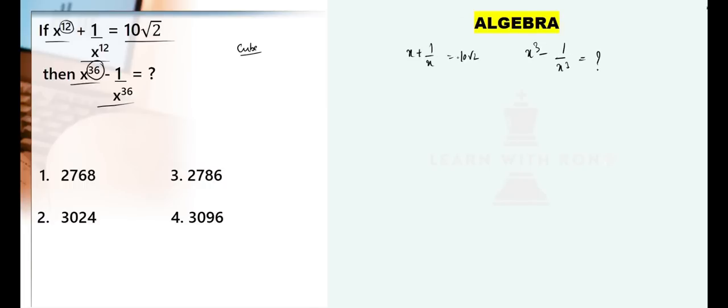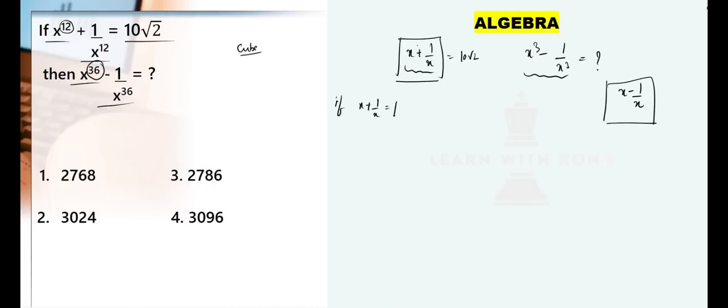Okay. So, we have to go from x plus 1 by x to x cube minus 1 by x cube. There is no formula that goes directly from x plus 1 by x to x cube minus 1 by x cube, but you can go from x minus 1 by x to x cube minus 1 by x cube. So, first we need to convert this x plus 1 by x to x minus 1 by x. So, how is that? If x plus 1 by x is p, then x minus 1 by x is plus or minus square root of p square minus 4 only, right?